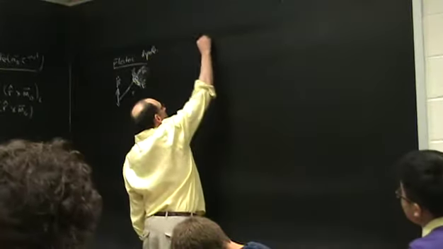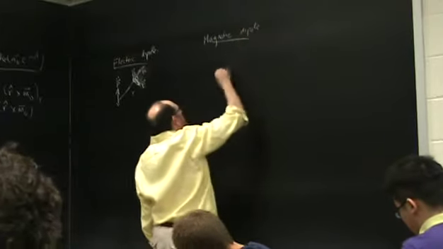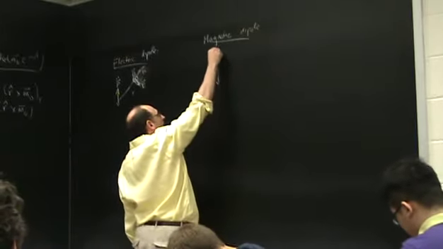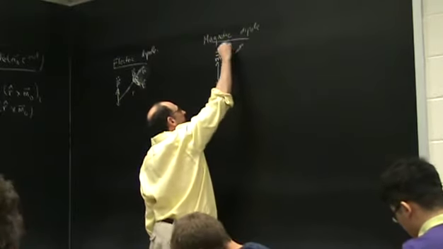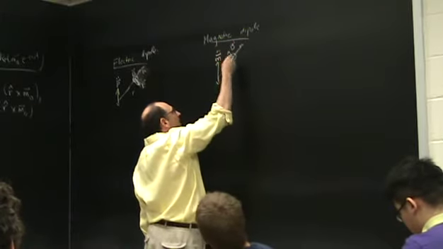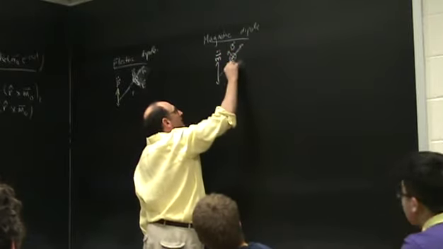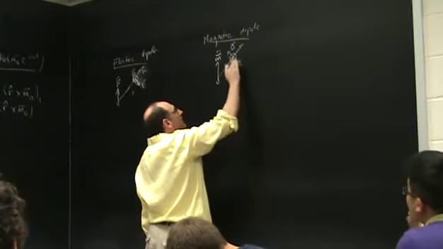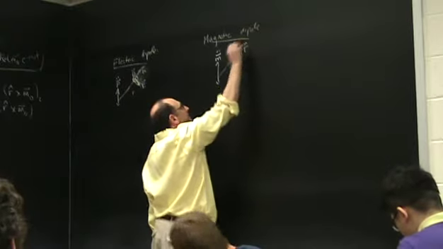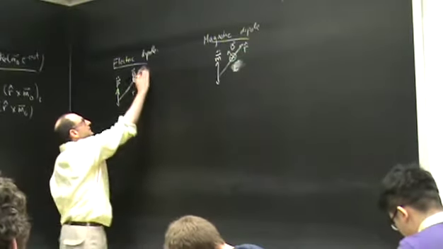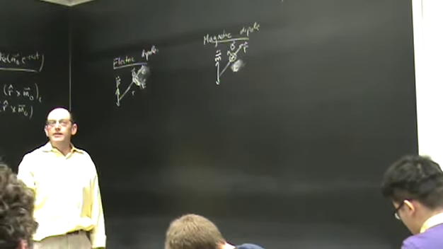For magnetic dipole, if we have m double dot in this direction, then what we have is, this is B, E is into the board, and this is r hat, which is k hat. All right?